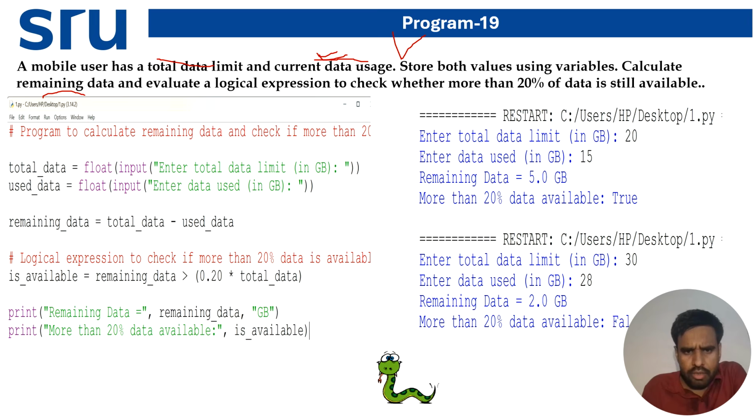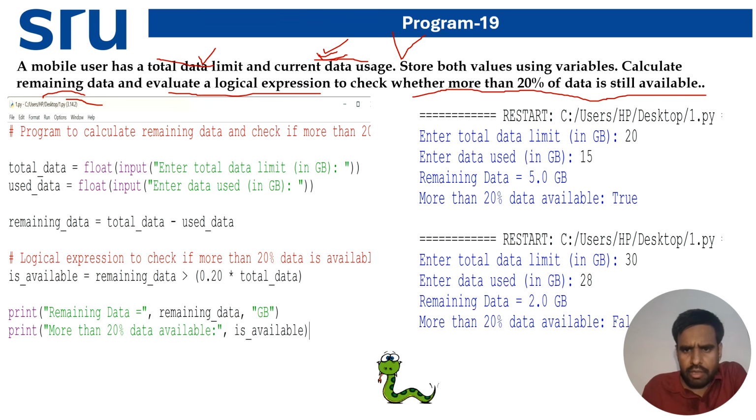Suppose your 2 GB data is there and you have used 1 GB. Current data usage is 1 GB. Now what is the remaining data you have? 1 GB. Then evaluate a logical operation. Logical operation means either true or false.